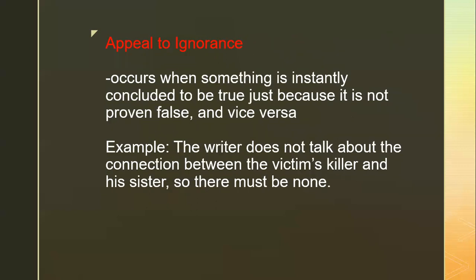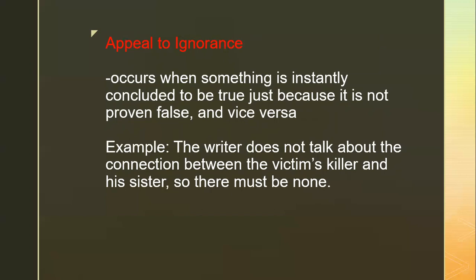Next is appeal to ignorance. It occurs when something is instantly concluded to be true just because it is not proven false, and vice versa. So for example, the writer does not talk about the connection between the victim's killer and his sister. So there must be none.